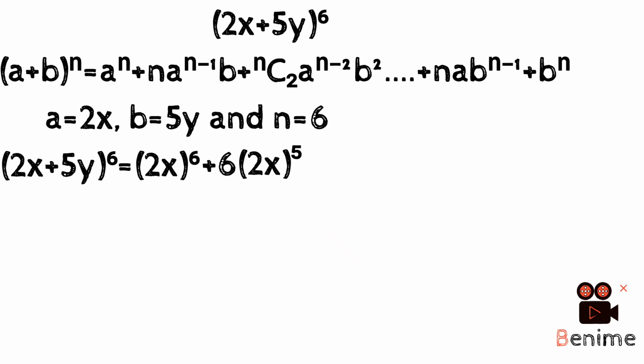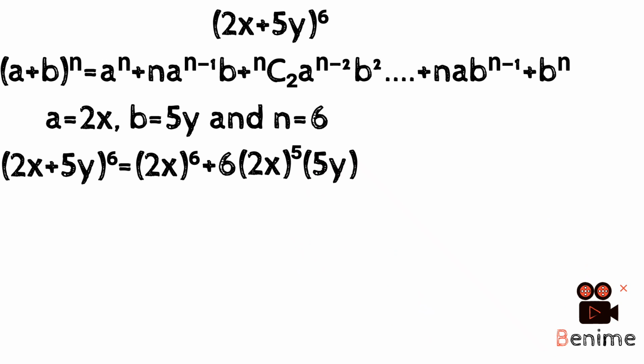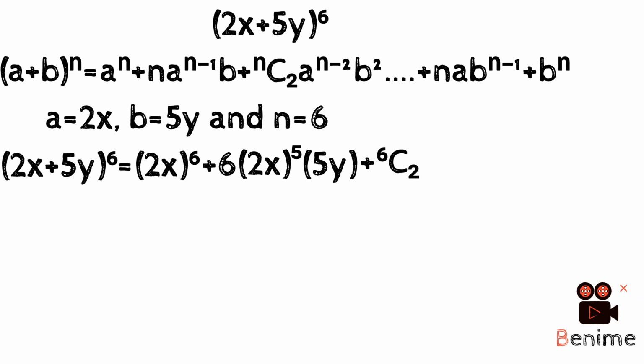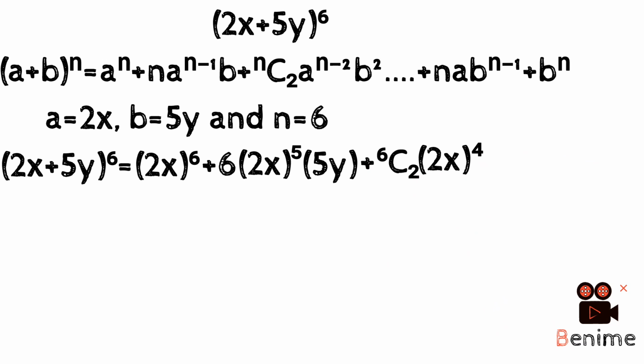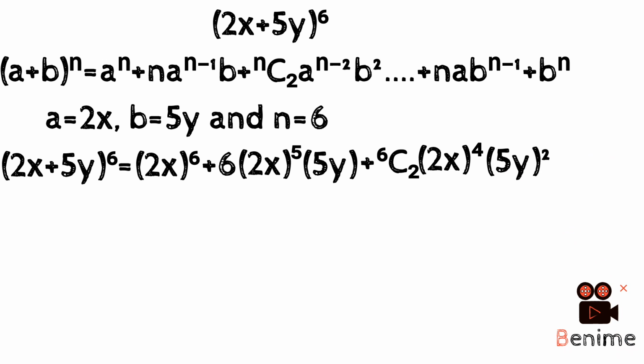The power of 5 directly. Then close bracket, 5y. 5y, that's b, because b is 5y. So I just put it, then plus, now that's where you have your combination part, that's n combination 2. N, you know that is 6 in this case, so that's 6 combination 2. Then a, you know, is 2x, that's 2x to the power of n minus 2, that's 6 minus 2, which will give you 4. Then b is 5y, so put 5y raised to the power of 2.